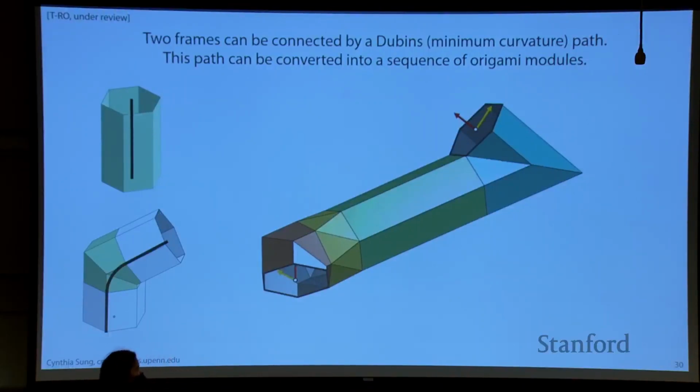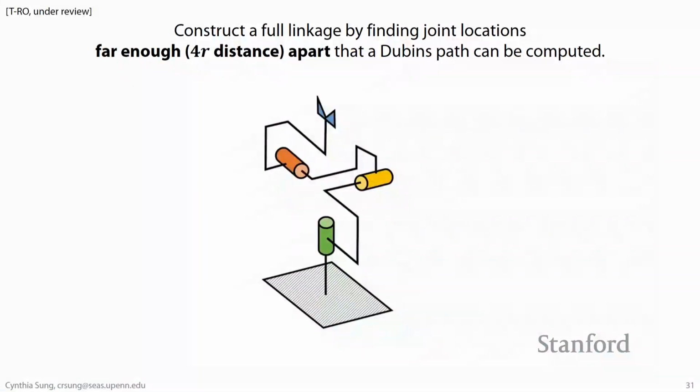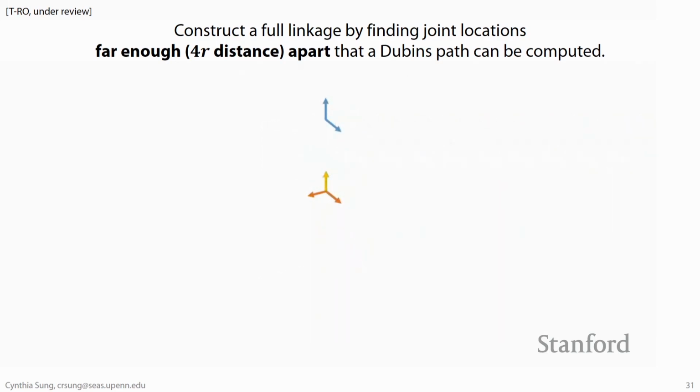And results from computational geometry tell us that this path always exists so long as the joints are more than a certain distance apart. And so what I can do now is take my desired manipulator design and figure out where the joint locations are that allow me to get this distance apart and allow me to construct these links between them, but still maintain the desired degrees of freedom according to my DH specification.